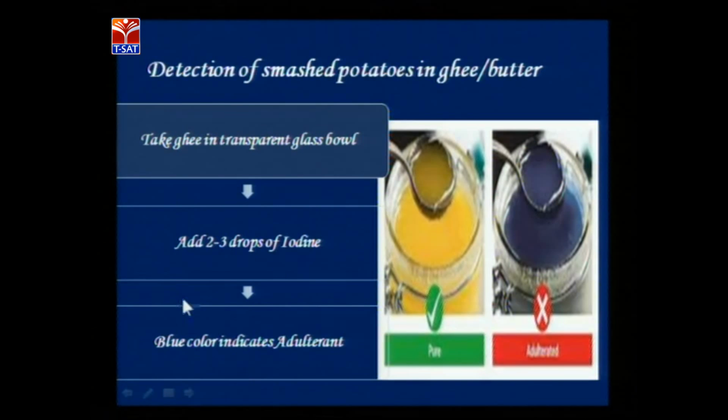For the detection of smashed potatoes in ghee, you have to go with a test. Look at the slide. Take a teaspoon of ghee and add 2 to 3 drops of iodine solution. If your ghee was pure, it remains like that. But if your ghee was adulterated with smashed potatoes, it turns into blue color like this. Let us do a live test for this.